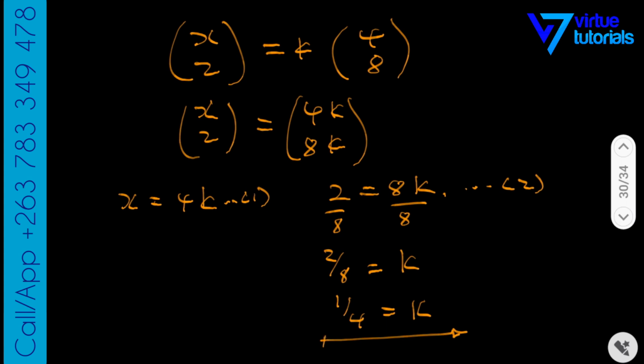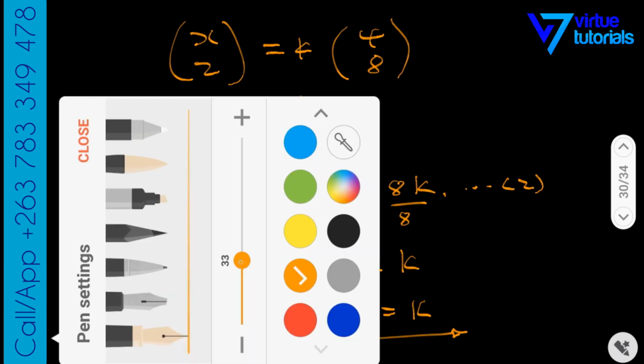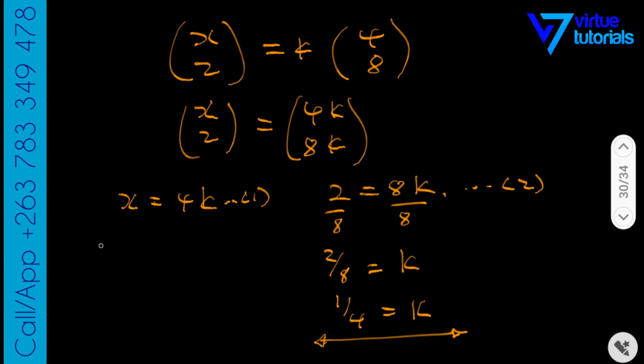Once I know k is a quarter, I can now find my x. It means x is equal to 4 times k, but k is a quarter, so 4 times a quarter means x is simply 1. That's how simple it is.